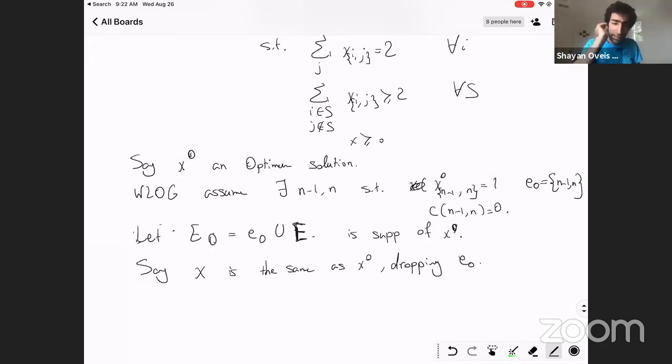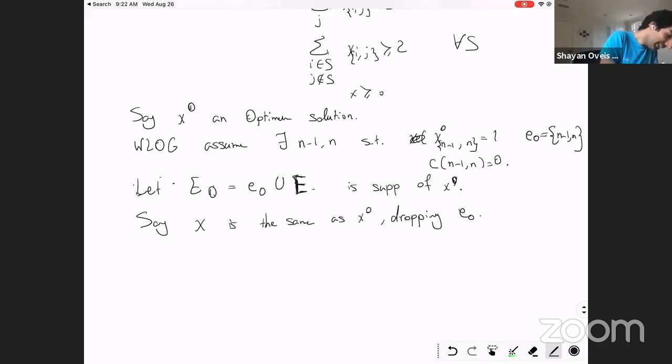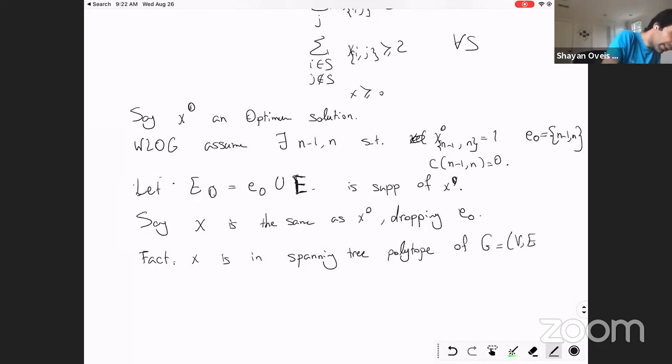Now you have this X. It turns out, and this is a simple fact to check, that X is in the spanning tree polytope of G = (V, E). What do I mean by spanning tree polytope? This is a so-called matroid base polytope. If you read the background notes on matroids, you can see the definition. I'm not going to define it here.